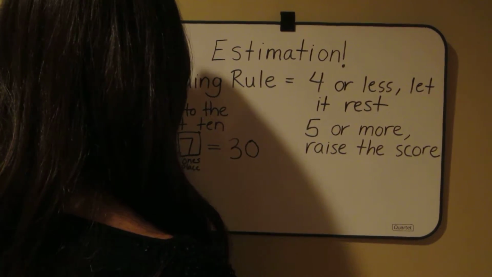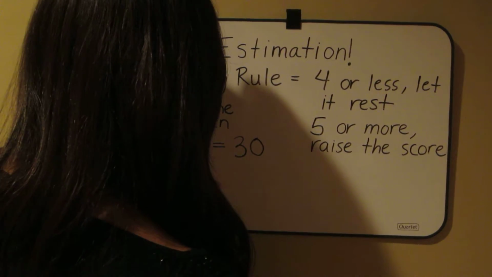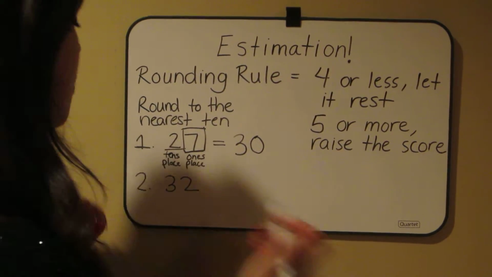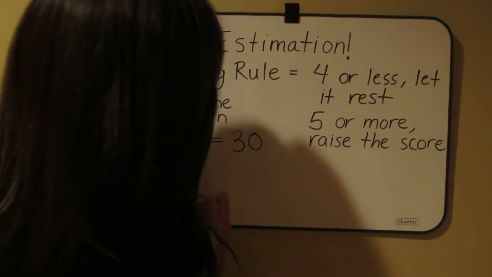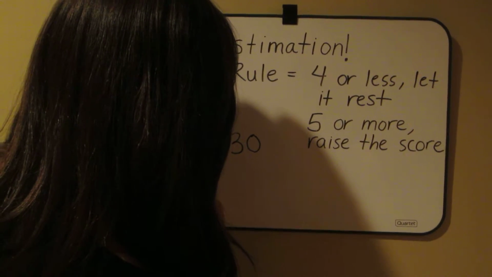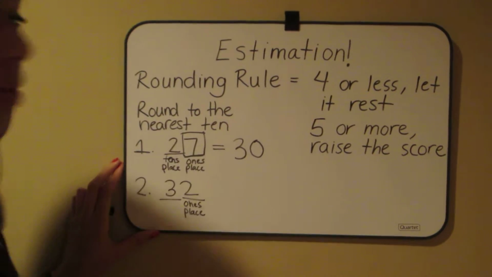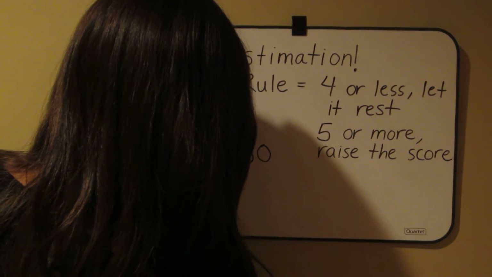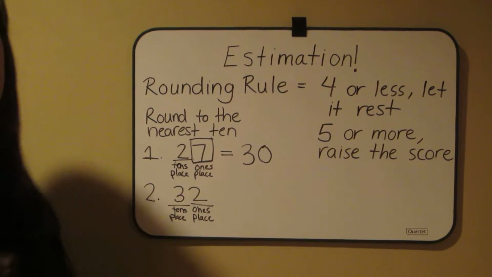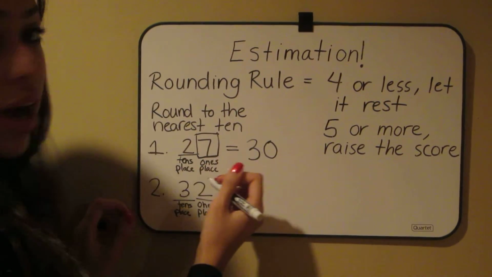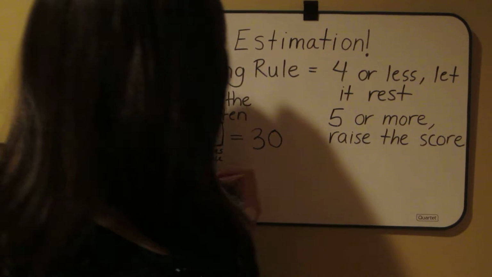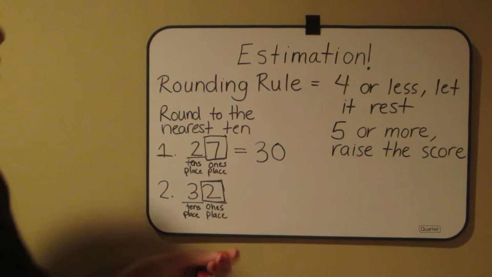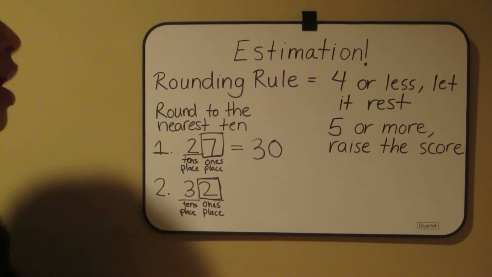Now the second example is going to be 32. So the first thing we're going to do is find the place value for each number, and the place value for 2 is the ones place, and the place value for 3 is the tens place. And now we know that we need to focus in on the number that is directly to the right of the number in the tens place, which is in the ones place, which is the 2. We know that now we're going to use the rounding rule.